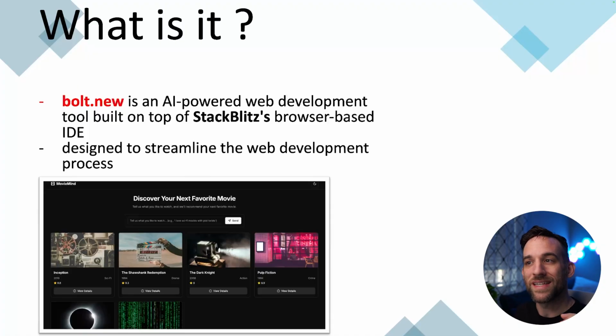In this video, I'm going to show you how to build anything with bolt.new. All you need to do is prompt it and it's going to build the application for you. Well, what is bolt.new? Bolt.new is an AI-powered web development tool built on top of StackBlitz's browser-based IDE, and it's designed to streamline web development. Here, I was able to create a movie recommendation site in literally minutes.